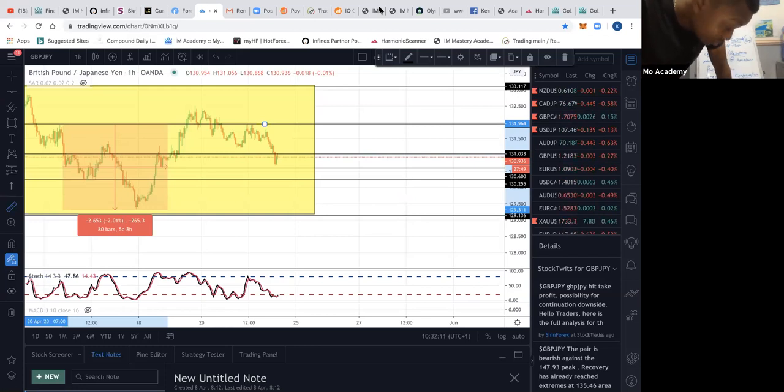Okay, we smashed the Euro JPY price swipe trade. Wow. How many of you got Euro JPY? Swipe trade. I sent it yesterday. Wow, that's beautiful.